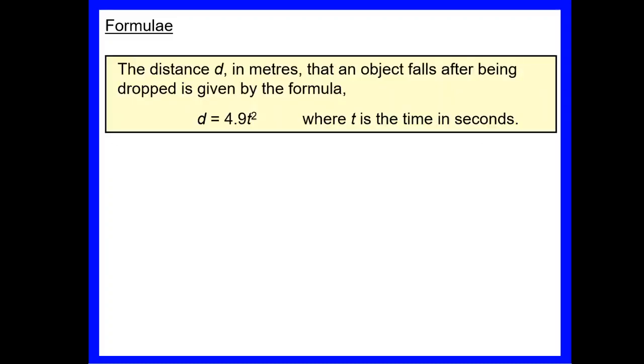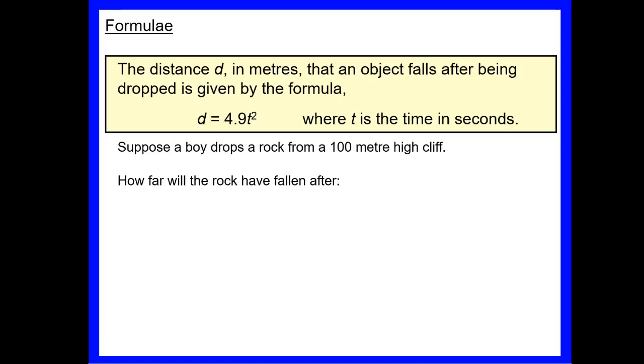Here we have one then, the distance d in meters. So they're telling us which letter they've used for which word, so that we know what the letter stands for. That an object falls after being dropped is given by the formula d equals 4.9 times t squared, where t is the time in seconds. So they'll always tell you what the letters stand for, so you know d is for distance and t is time in seconds. Okay, we're going to find out then, if a boy drops a rock from a 100-metre cliff, how far it will fall after 2 seconds, 3 seconds and 5 seconds.